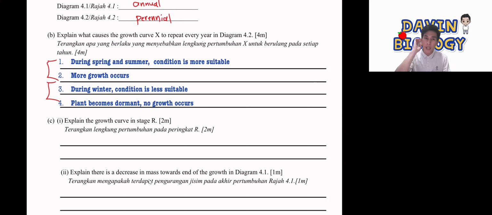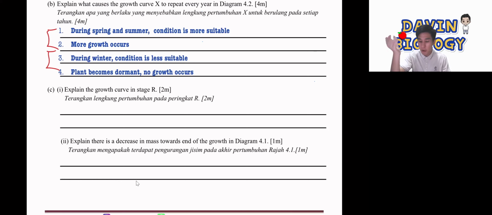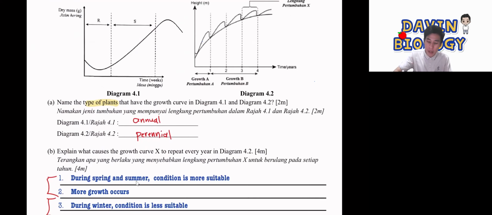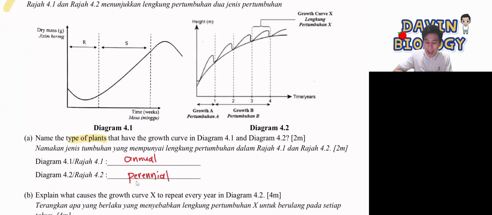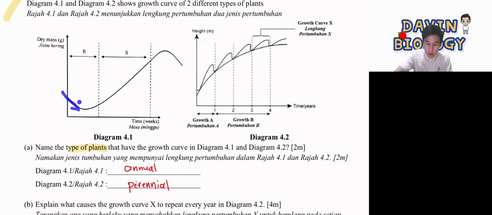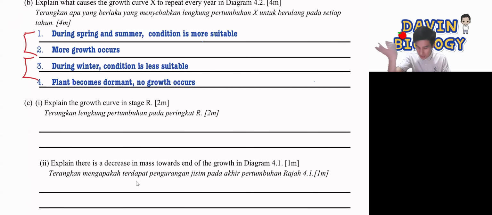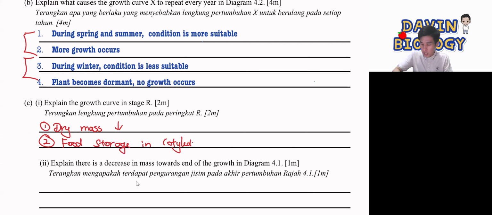And if you look at the next two, we actually already mentioned this earlier just now, because they are both asking regarding the annual growth curve, the R and S. So explain the growth curve in stage R. Same thing. If they ask growth, you talk about the mass first. Remember, please always start with the mass. Mass decreases. Why? Because the seed is germinating. Easy, same 2 marks. So dry mass decreases, because food storage in cotyledon of seed is used for germination.